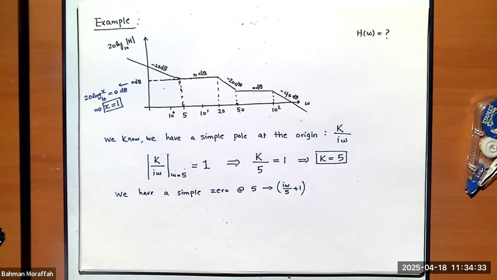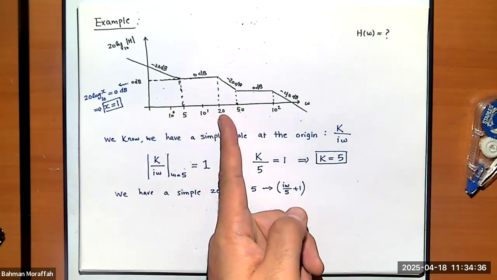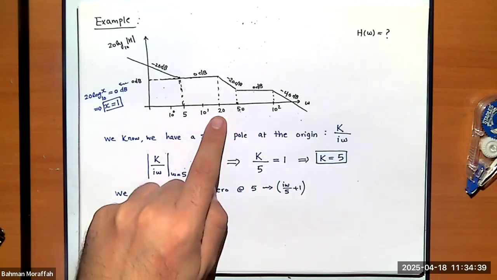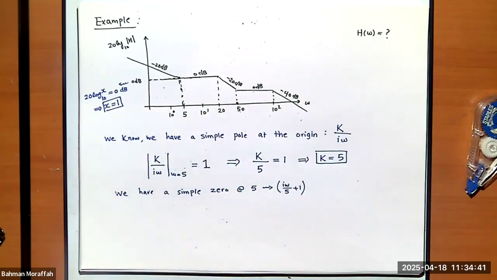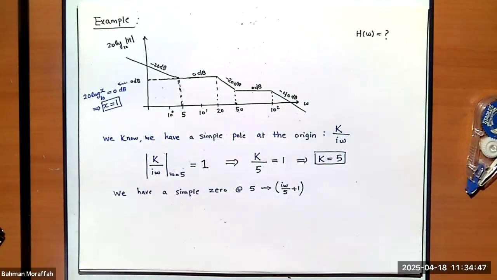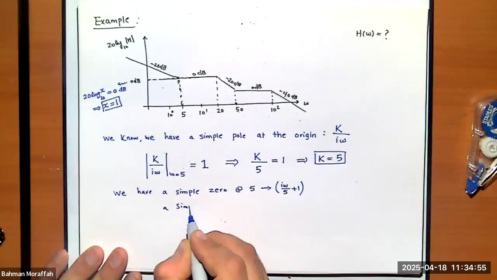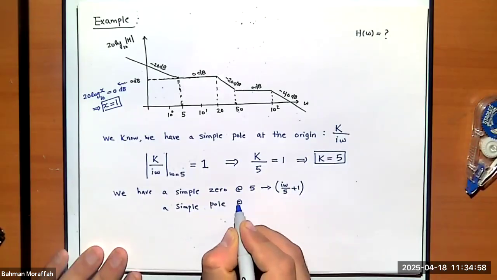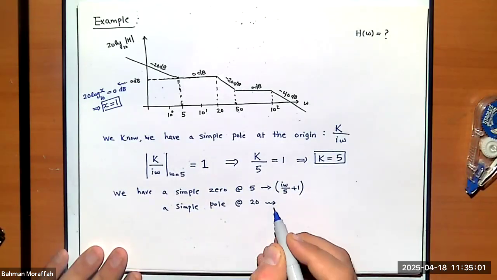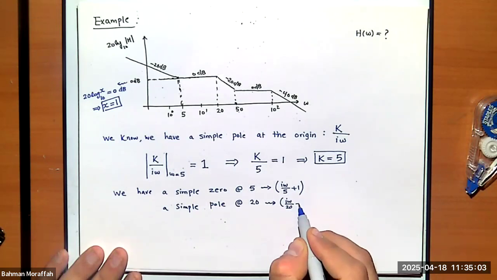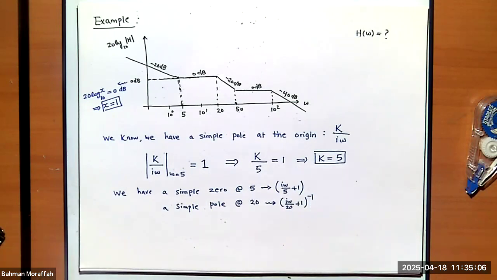Again, I got no issues till I hit the next breaking point. At this breaking point, I was going at 0 dB. Then I go down by 20 dB. What does that tell me about this 20? It just tells me it's a simple pole. So we have a simple pole at 20. I'm going to write it as i omega over 20 plus 1, inverse. It's basically 1 over that. I don't have a lot of space here, so I'm just going to write it in terms of inverse. It's exactly the same.